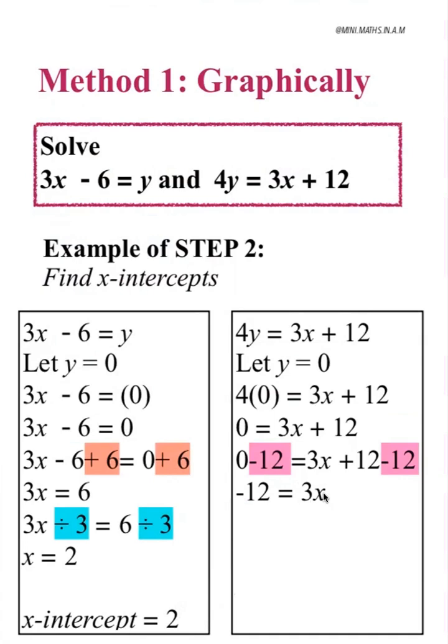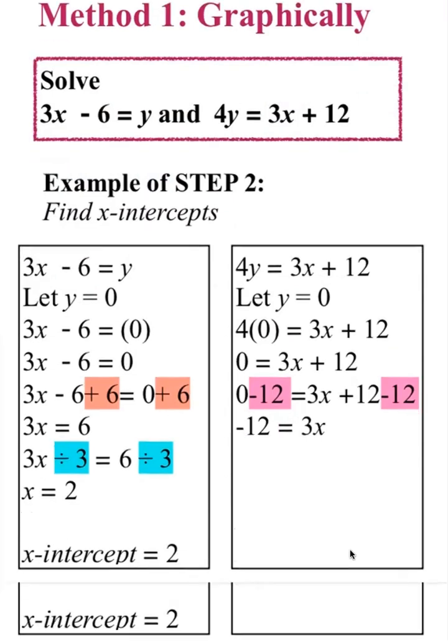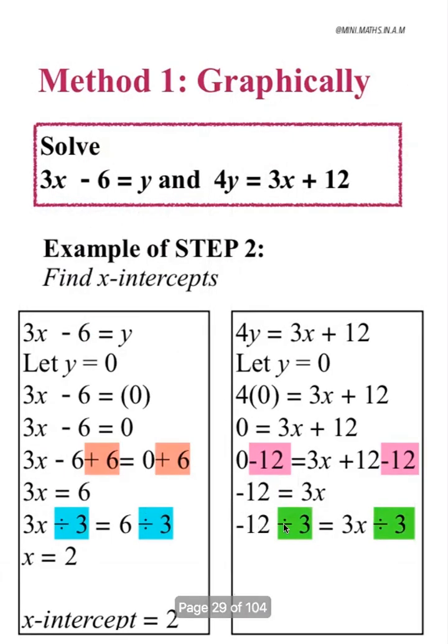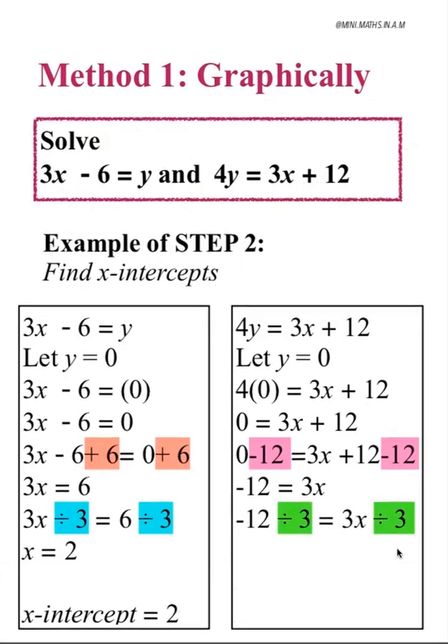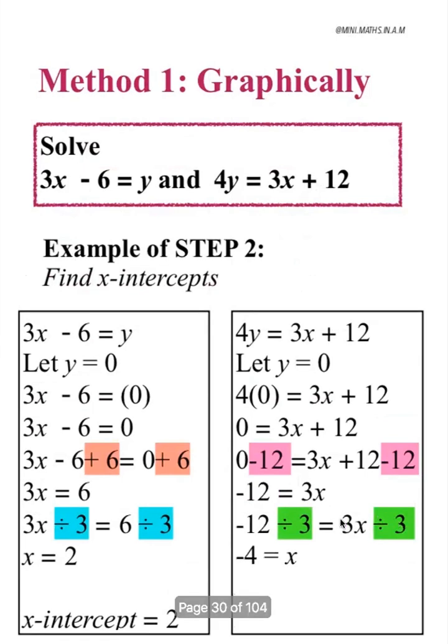Then we want to get x by itself. Right now, it's being multiplied by 3. So we need to do the opposite, which is dividing. So we divide both sides by 3. So we have negative 12 divided by 3, and 3x divided by 3. The 3's cancel out, so we're just left with x. Then negative 12 divided by 3 is negative 4.